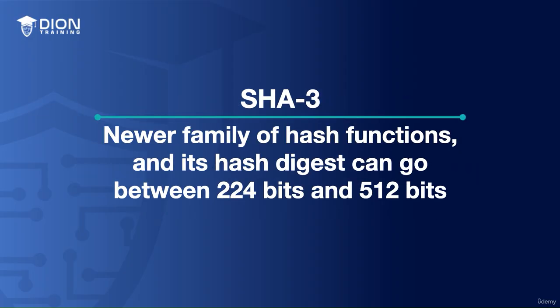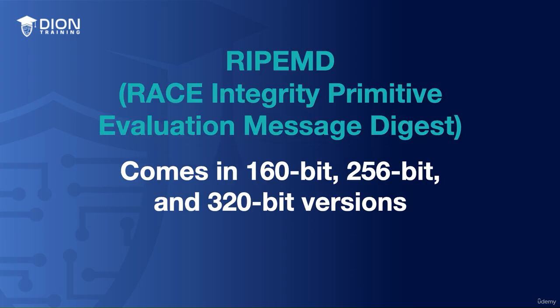Now, SHA-3 is a newer family of hash functions, and its hash digest can go between 224 bits and 512 bits, just like SHA-2 could. Now, the biggest thing here, though, with SHA-3 is that it has a major increase in security because it uses 120 rounds of computations to create its message digest for each unique file instead of the 64 to 80 rounds used by SHA-2.